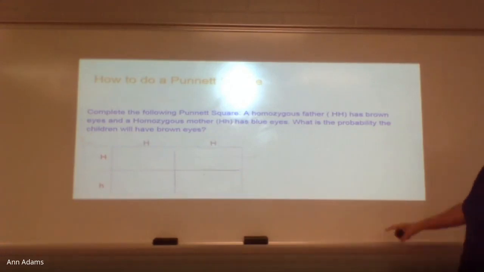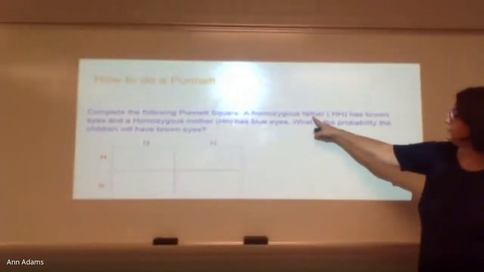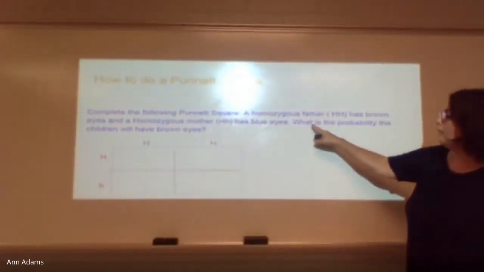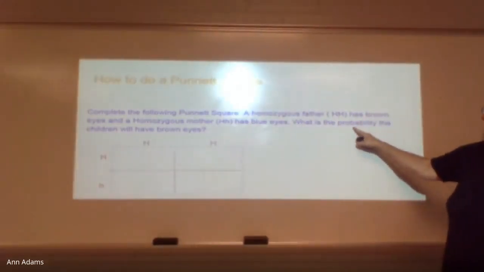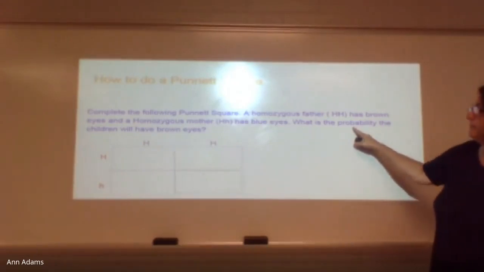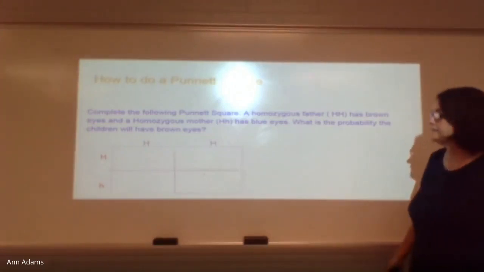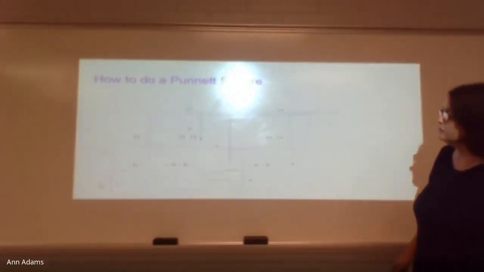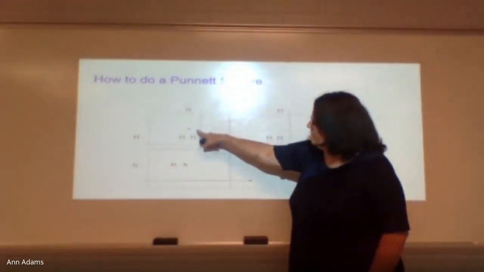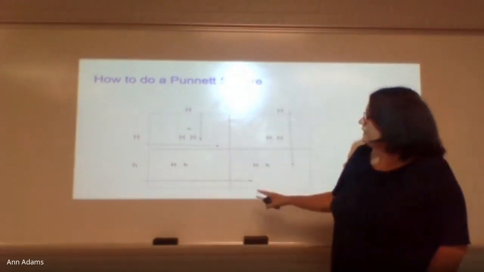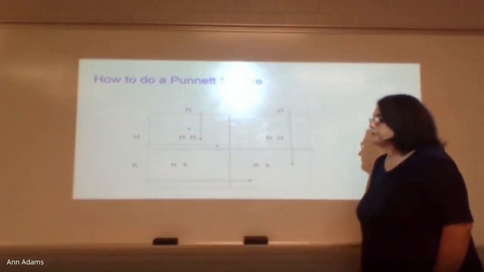All right, now, if we had this Punnett square, and we've got a homozygous father, which is a big H, and we know that because the word homo means same, and he has brown eyes, and a homozygous mother has blue eyes, what is the probability that children are going to have brown eyes? So we set up our Punnett square, and remember, the ones on the top come straight down, and the ones on the side come straight across. So we fill in our Punnett square.